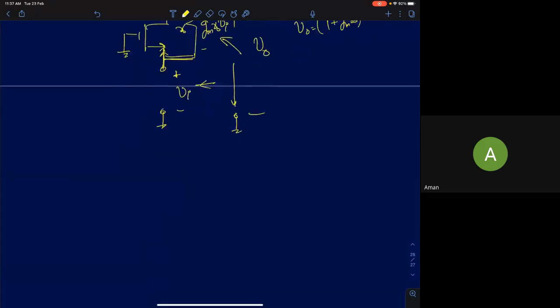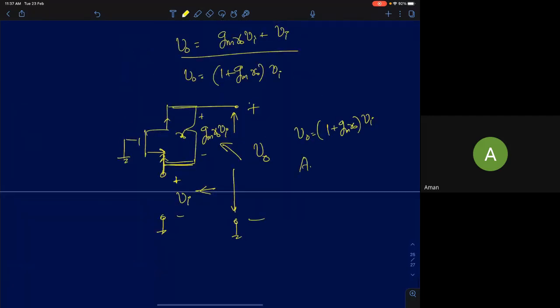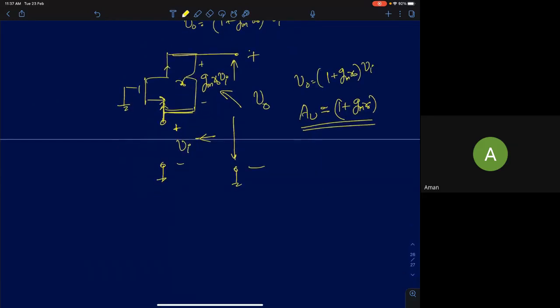The intrinsic gain for a common drain amplifier, AV, is very high: 1 plus gm R0. Okay. So now we have all the three parameters.